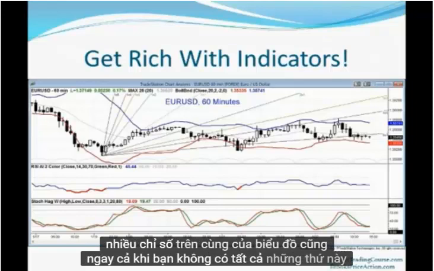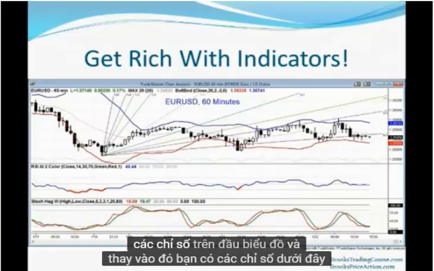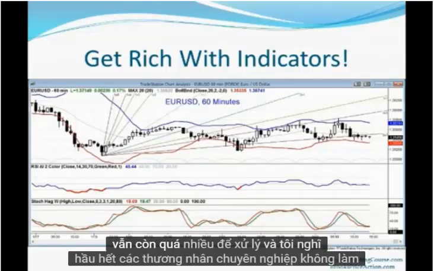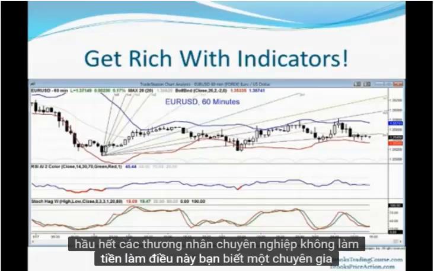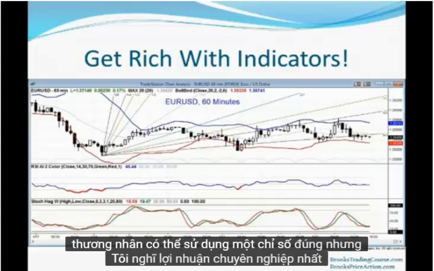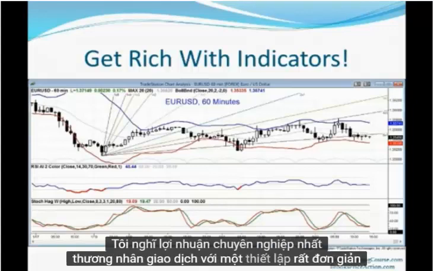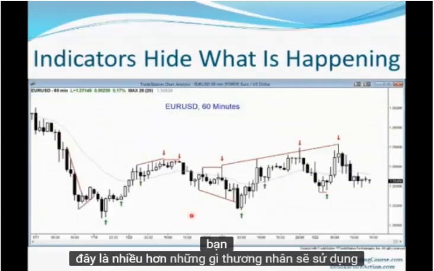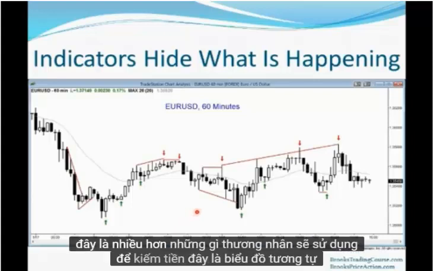Also, even if you don't have all these indicators on top of the chart and instead you have indicators below, it's still too much to process. And I think most professional traders do not make money doing this. A professional trader might use one indicator, right? But I think most professional, profitable traders trade with a very simple setup. This is much more what traders would use to make money.